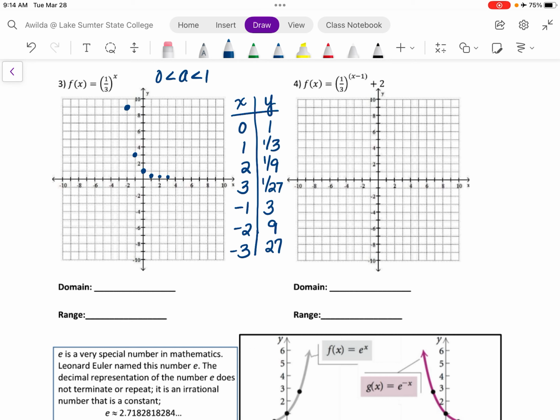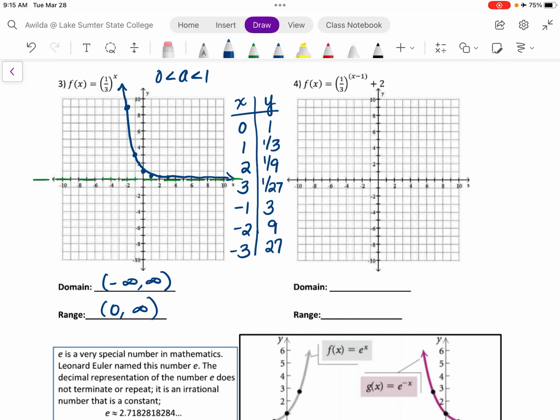So the basic shape of this graph will look something like this. And as we move to the right, we'll get closer and closer to the x-axis, but we'll never actually touch the x-axis. So I'm going to go ahead and add the x-axis, the line y equals 0, as a horizontal asymptote for guidance. The domain of this function is still all real numbers, so there's no restrictions on x. And the range is all positive values, so we'll go from 0 to infinity with 0 not included. So this is the parent function for this exponential decay function.